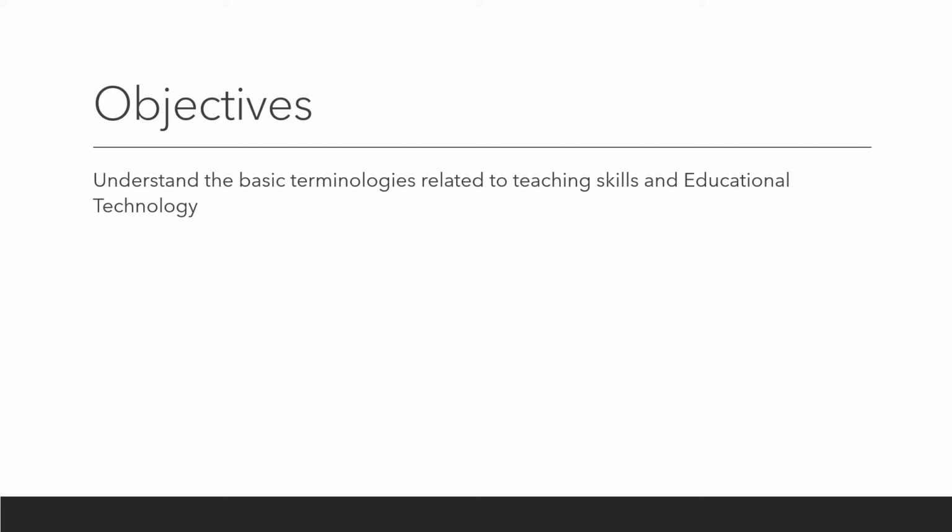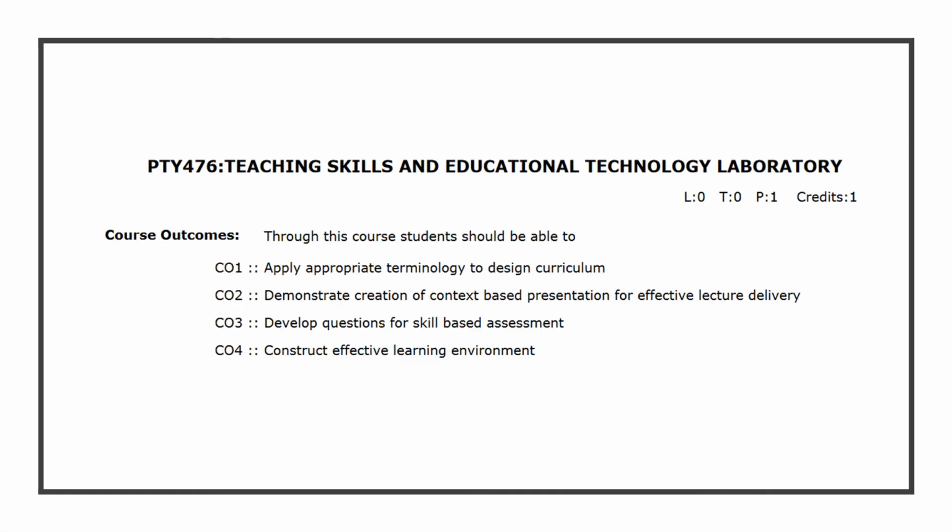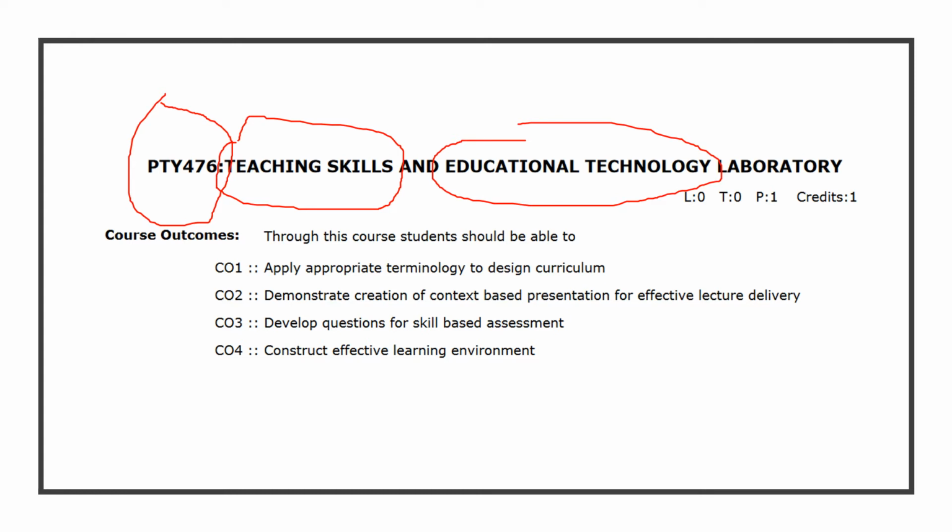We have been hearing these terms all through school and college. Now you're in BPT fourth year, you might be hearing about what is an instruction plan and what is not. So today I'll define everything for you so that it's clear and you understand what it basically means. This is your subject, the course code PTY 4076, and today I'll define these terminologies: teaching skills and educational technology. The course outcomes we'll take up in the next lecture.